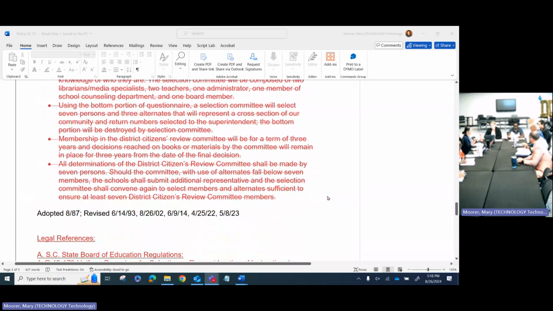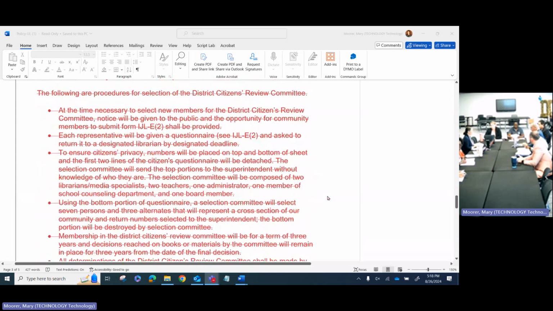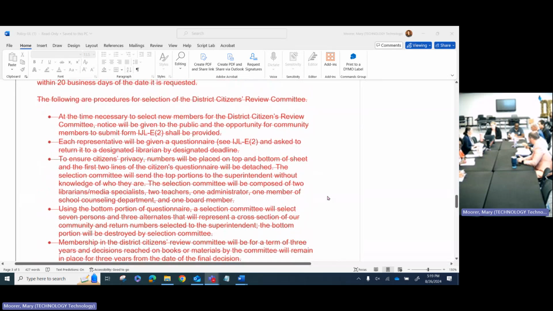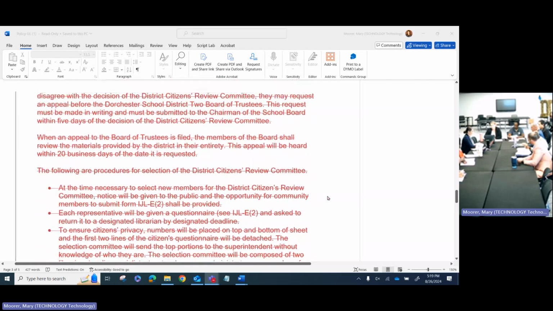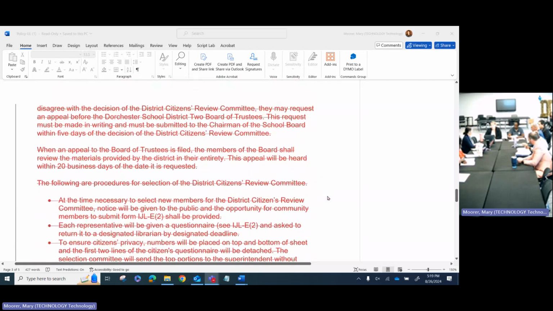IJLP-KECE, it will be the same form. The principal shall inform the chief academic officer, and the chief academic officer shall notify the district review committee to convene for the purpose of evaluating the material and issuing a decision regarding the question. Right. So let me give a synopsis.